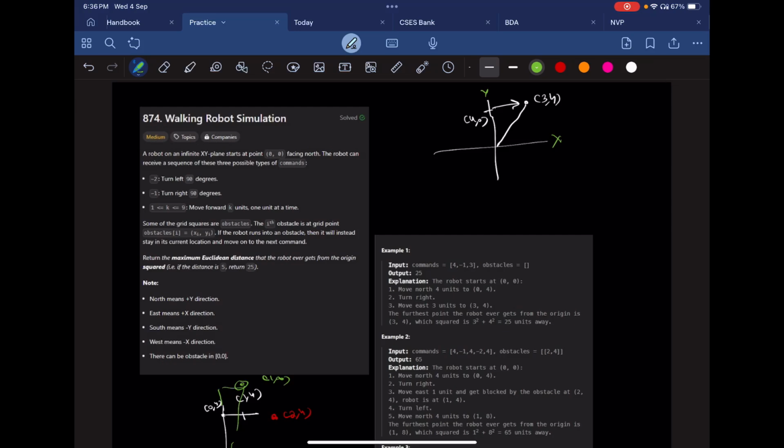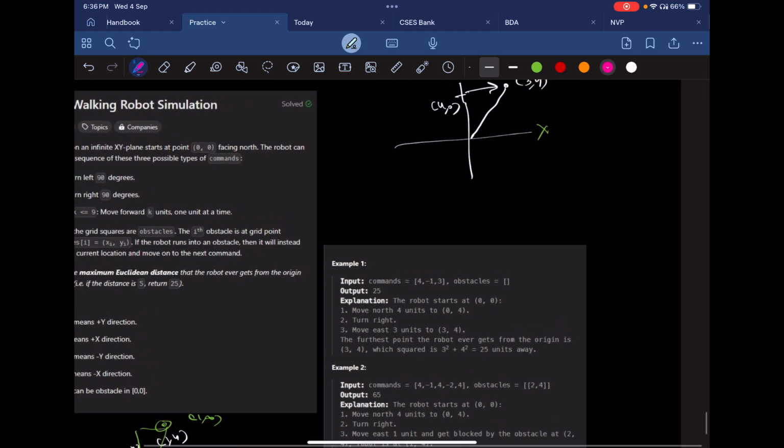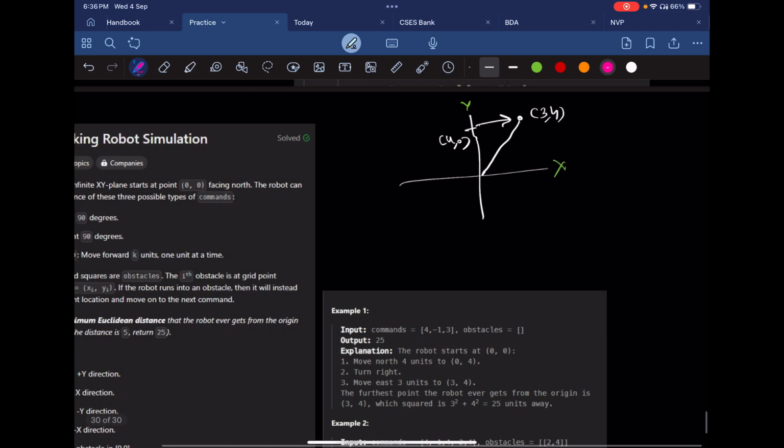So hey everyone, today we're gonna solve LeetCode 874 question, which is called Walking Robot Simulation. So we are given a 2D plane like this, and we have an initial point at 0, comma 0, and we are given some points in the form of commands, and we are given some obstacles. So commands represent the points, which also say the directions.